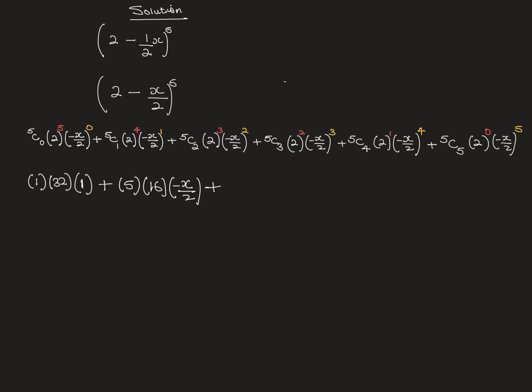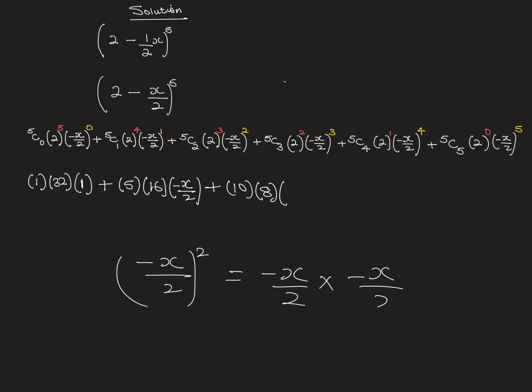Plus 5 combination 2 is 10, into 2 to the power 3 is 8, into minus x over 2 to the power 2, which is the same as minus x over 2 times minus x over 2. So if you are multiplying, the negative signs will cancel each other. x times x is x squared divided by 2 times 2 is 4. So we'll have a positive value of x squared over 4.